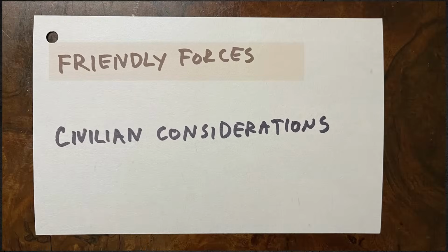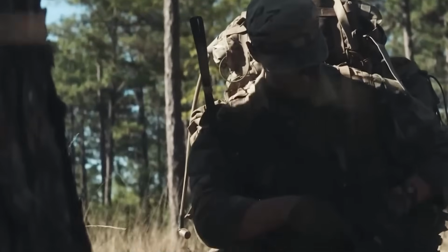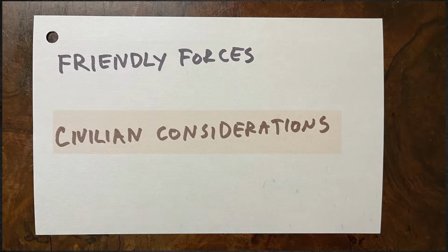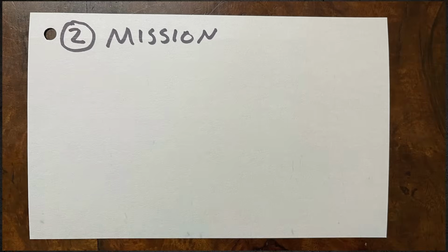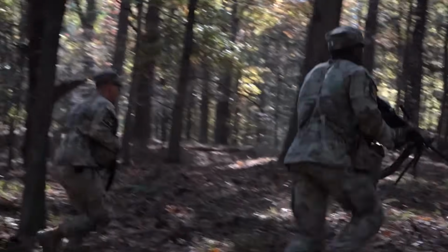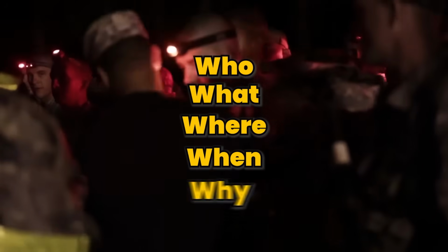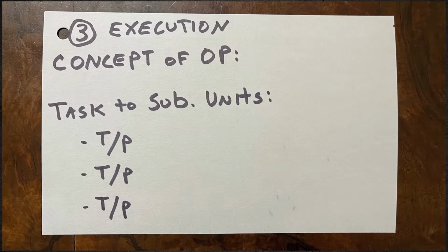Next, we have friendly forces, where you briefly mention adjacent units and their missions. Then you discuss civilian considerations. Then we move on to paragraph number 2. This is your mission. This is a concise statement using who, what, where, when, and why. Paragraph 3 is execution. This is the most detailed paragraph.